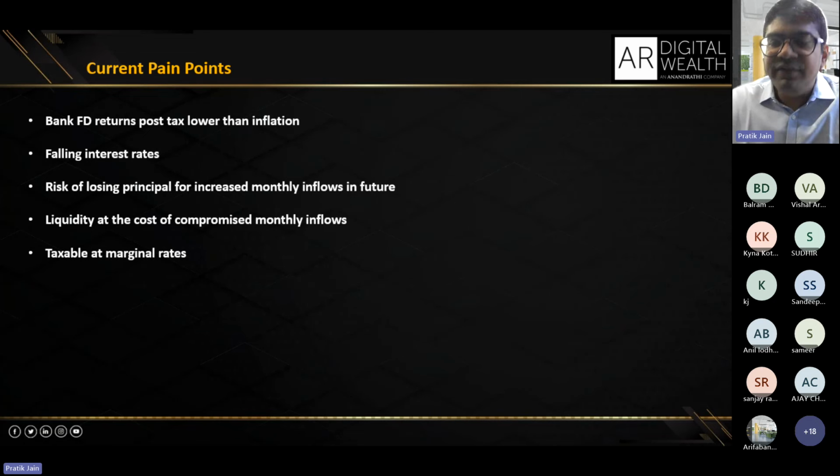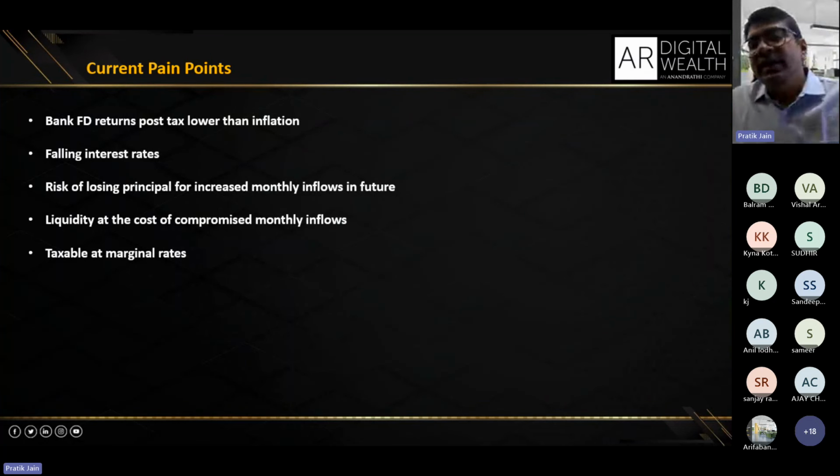So FD, we all know that currently the rates are say 6.5, 7, 7.5, say 8% also in some cases, right? But if you remove the taxes, your returns are much lower than the inflation. So if your returns are lower than the inflation, means inflation is growing at a faster rate compared to your returns. Ultimately, this will catch up. Inflation will eat into your returns, and then you would have to start consuming your principal, which is not growing, right? So this is a very unfavorable scenario.